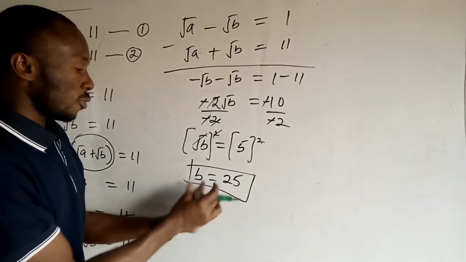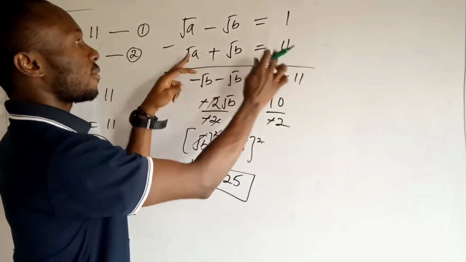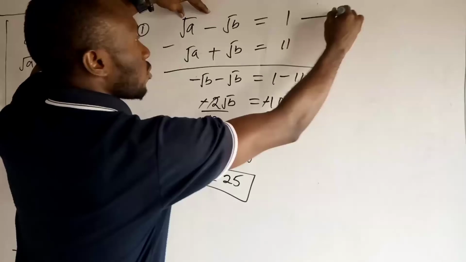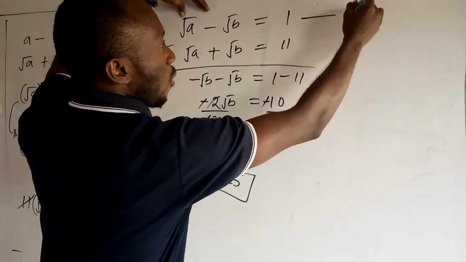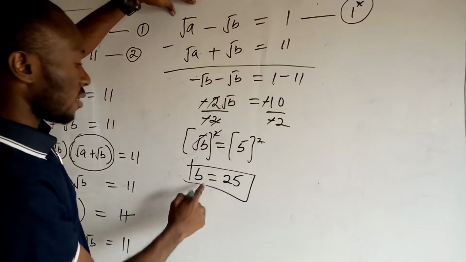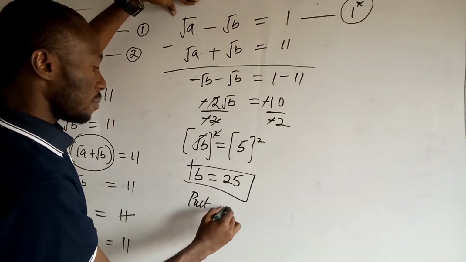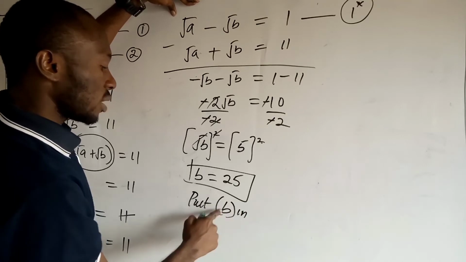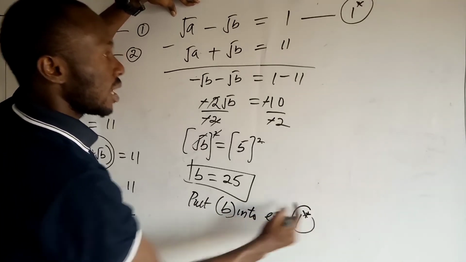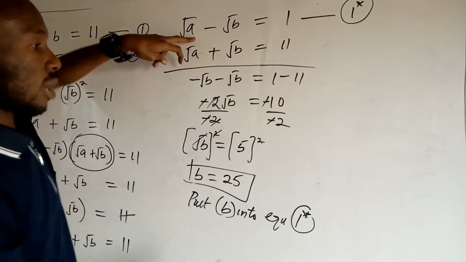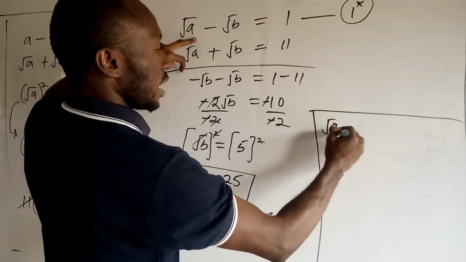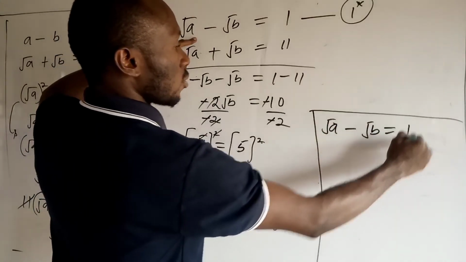To get the value of A, we put the value of B into any of these equations. So I would like to put it in this equation. Let me call this equation 1 star. So put the value of B into equation 1 star. What is equation 1 star? It is just this one here: root A minus root B is equal to 1.